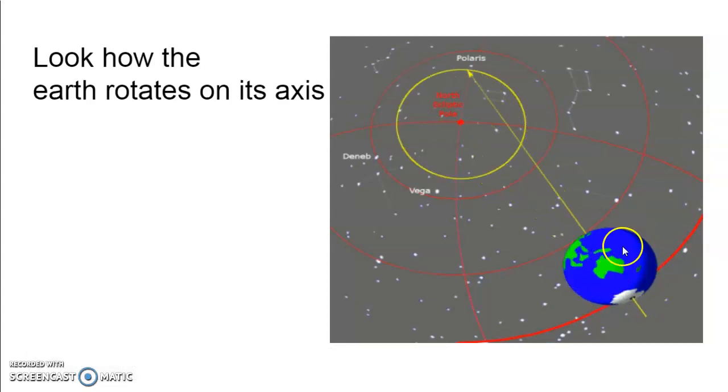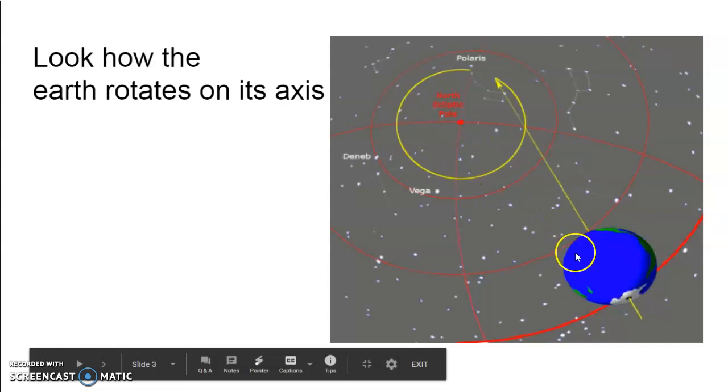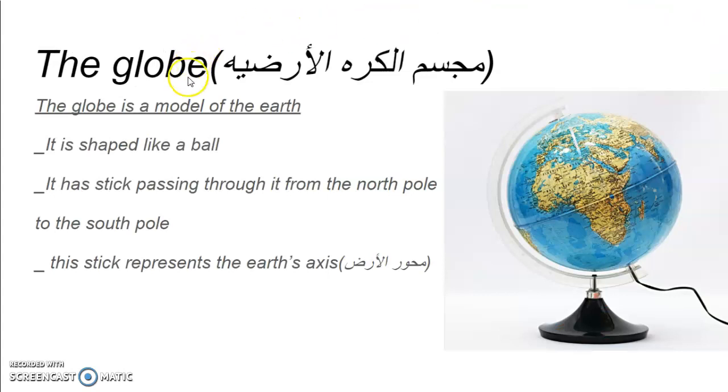Look, another time. The earth rotates on its axis. الأرض تدور حول محورها. This is the earth. The globe. This is the globe. مجسم الكرة الأرضية. The globe is a model of the earth. هذا مجسم الكرة الأرضية. الأرض.